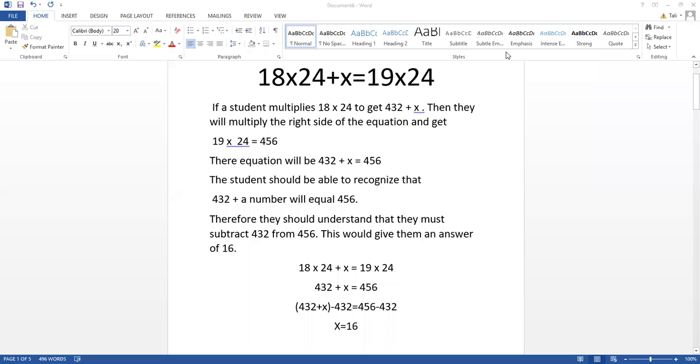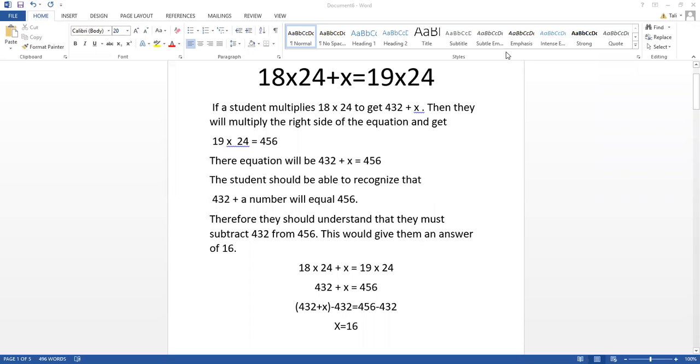My problem is 18 times 24 plus x equals 19 times 24. If a student multiplies 18 times 24, they would get 432 plus x. Then they will multiply on the right side of the equation 19 times 24 to get 456. There the equation would be 432 plus x equals 456.